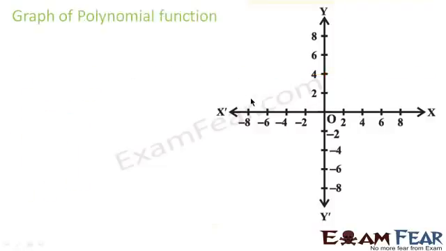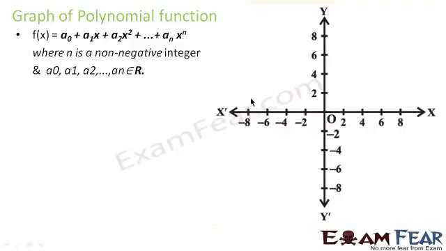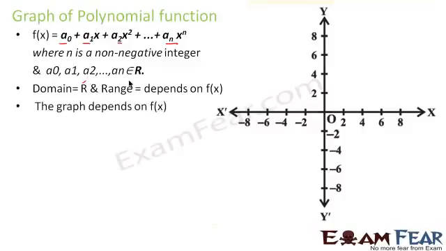Let's take an example of a polynomial function. A polynomial function is of the form a0 plus a1x plus a2x squared plus and so on up to anx to the power n, where n is a non-negative integer, and a0, a1, a2, a3 are all real numbers. Here the domain is R. We can give any real number, but the range depends on the function of x. And the graph also depends on the function of x.